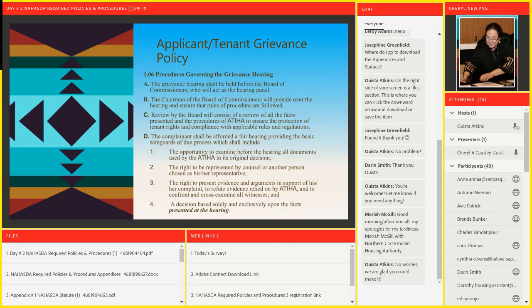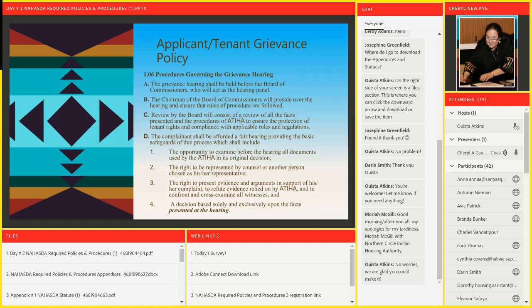Procedures governing your grievance hearing. The grievance hearing shall be held before the Board of Commissioners or Tribal Council, who will act as the hearing panel. The chairman of the Board of Commissioners or Tribal Council chair will preside over the hearing and ensure that the rules or procedures are followed. Review by the board will consist of a review of all the facts presented and the procedures of your housing entity, to ensure the protection of tenant rights and compliance with the applicable rules and regulations.